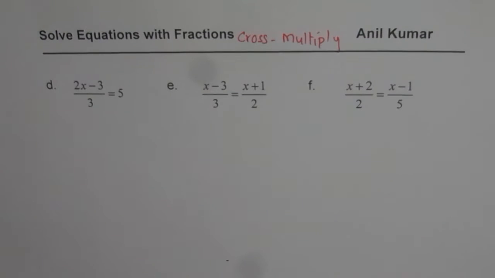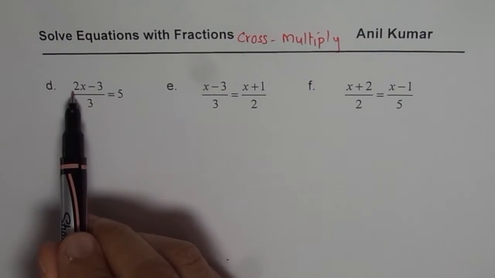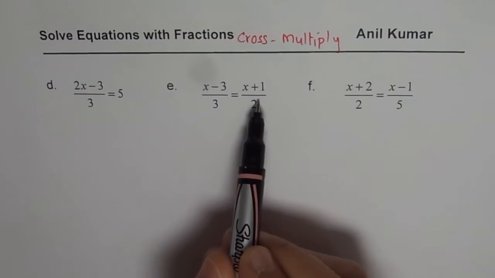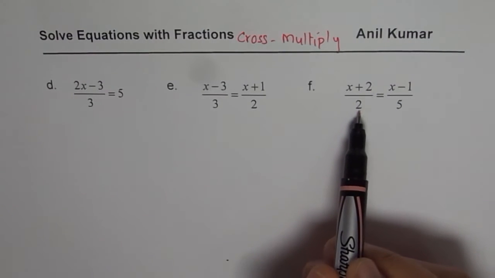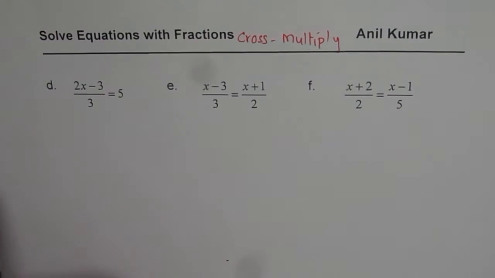Now cross multiply means we need to solve these three equations one by one. First one is (2x minus 3) over 3 equals 5, then (x minus 3) over 3 equals (x plus 1) over 2, (x plus 2) over 2 equals (x minus 1) over 5. Let's begin with the first one.